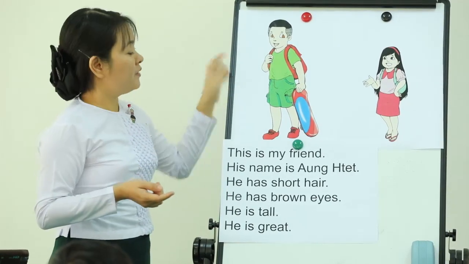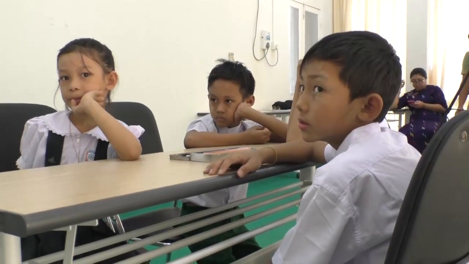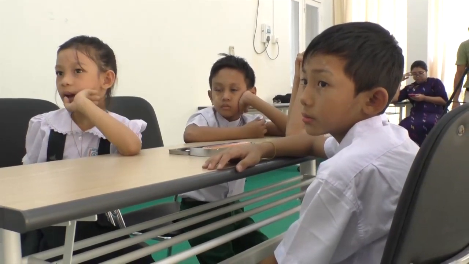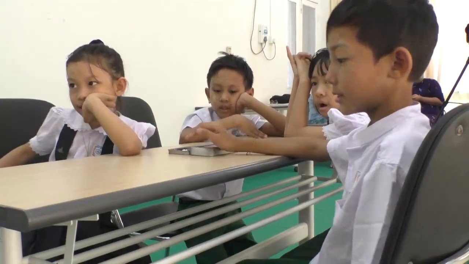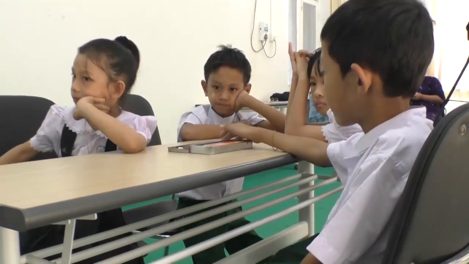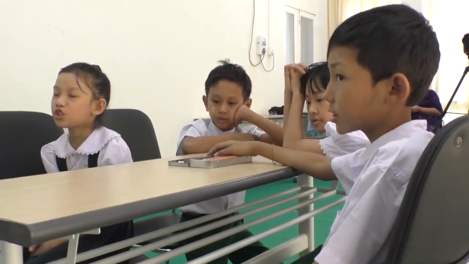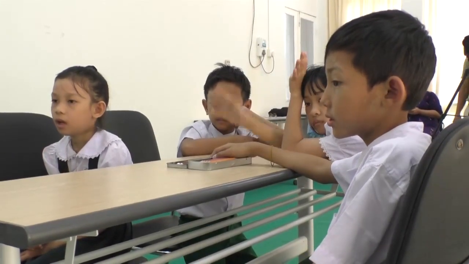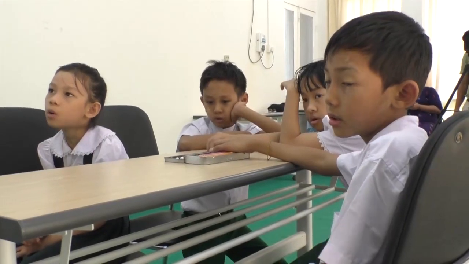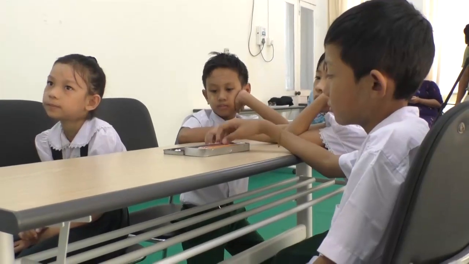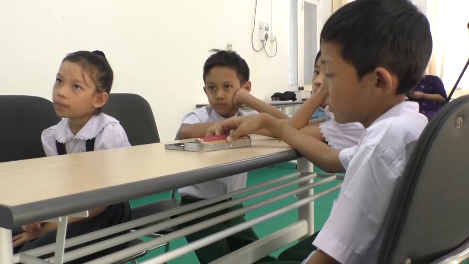Okay? This is my friend. Repeat. This is my friend. His name is Ted. He has short hair. He has brown eyes. He's tall. He's great. Okay, read on your own.